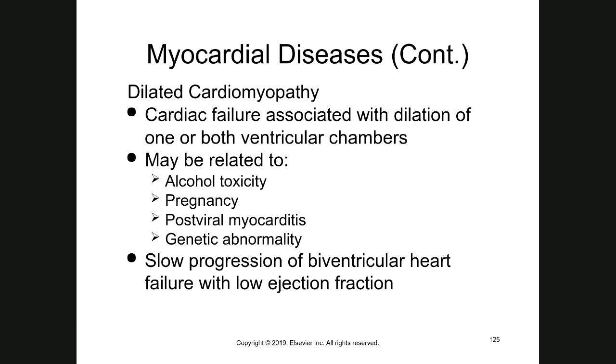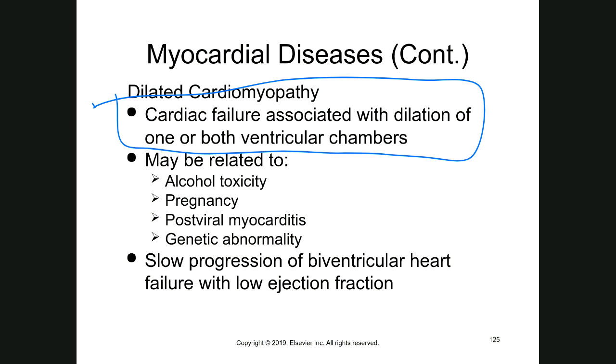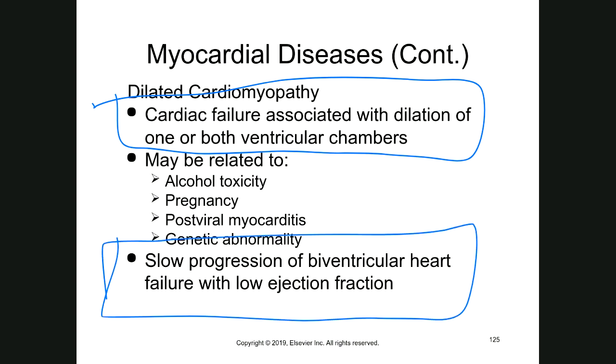In the myocardial diseases, you have the dilated cardiomyopathy. This is a cardiac failure associated with dilations of one or both ventricle chambers. Maybe alcohol toxicity, post-viral myocarditis, genetic abnormalities. But what I want to remind you is the first bullet and the last bullet. This is what basically can create this cardiomyopathy more evidence: the slow progression of the biventricular heart failure with low ejection fraction and the cardiac failure associated with dilations of one or both ventricle chambers. Careful with that, okay? Moving on.